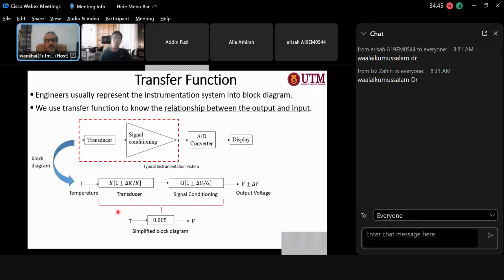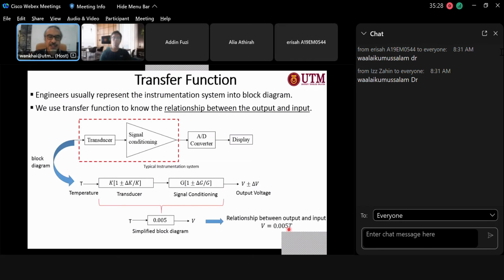And here, you can probably simplify two transfer functions into one in a simple block diagram. The job of an engineer, really, the first thing in design, is to find this transfer function. If you have this transfer function, then your design will be smooth and you can do the analysis. The relationship between the output and the input is given, in this example, by V equals 0.00 times temperature. So this is another simple relationship.